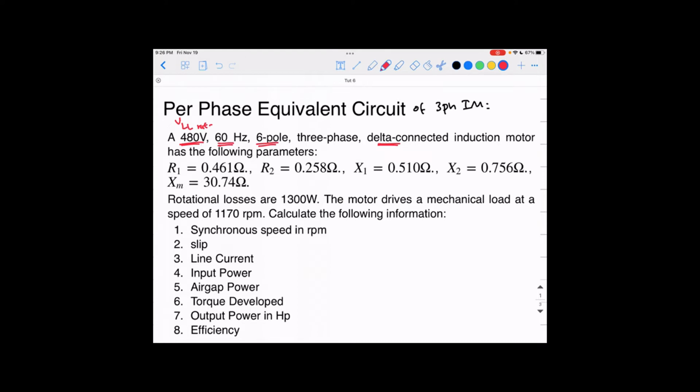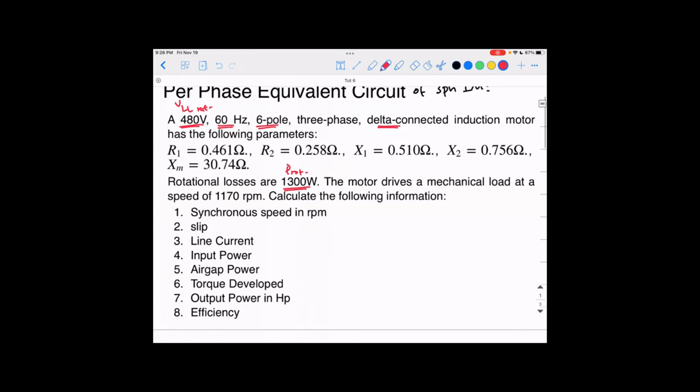Rotational losses are 1300 watts. Okay, that's the rotational losses. So that is the P rotational or P friction windage or mechanical losses. They're all the same meaning. The motor drives a mechanical load at a speed of 1170 RPM. So that is the speed that the motor works at now.